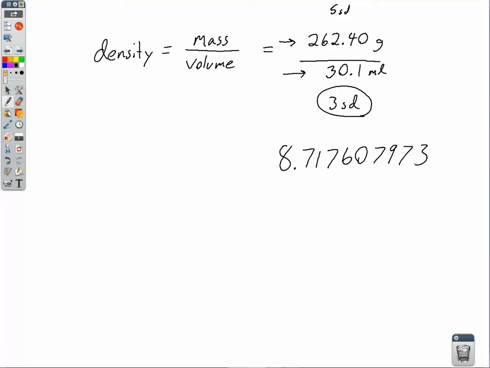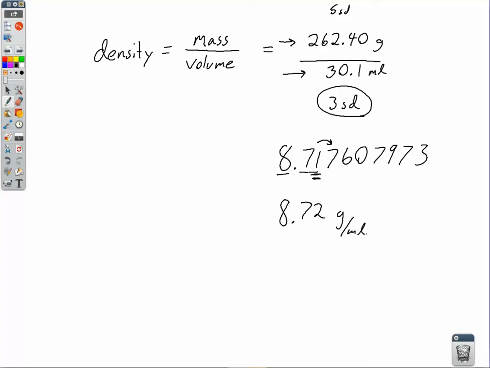So we start over from the left and we count 1, 2, 3 spaces. So that means that we are going to round to that space right there so that we end up with 3 significant digits and only 3 significant digits. All right, so obviously when we round, we look at the digit that comes after the one that we're rounding to. It's bigger than 5, which means our digit goes up. So we're going to round this guy to 8.72, and the unit here is grams per milliliter.